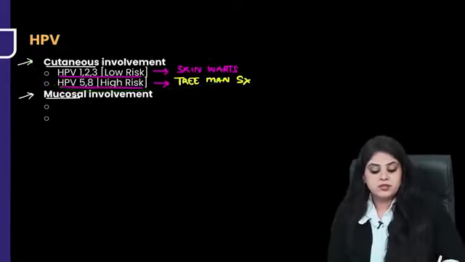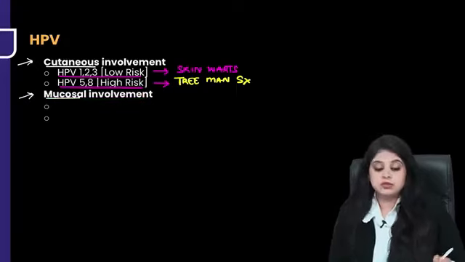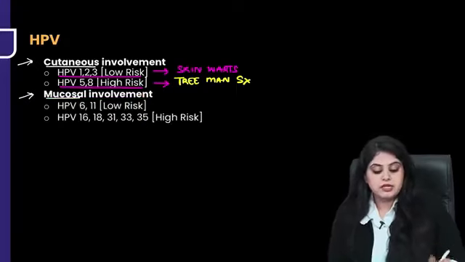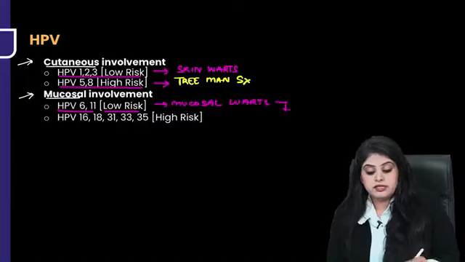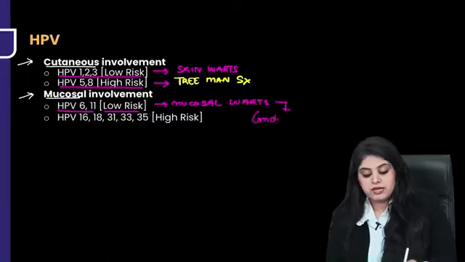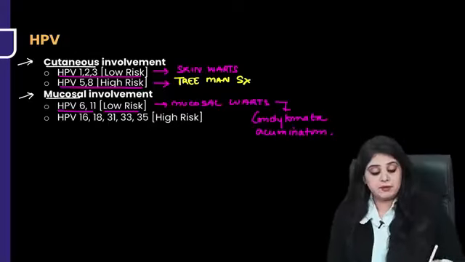Now let's come to mucosa related problems. The low risk ones over here are again the small numbers, 6 and 11. They cause mucosal warts. What are these known as? These are known as condylomata acuminata. These are called condylomata acuminata, which are going to be caused by human papilloma virus.